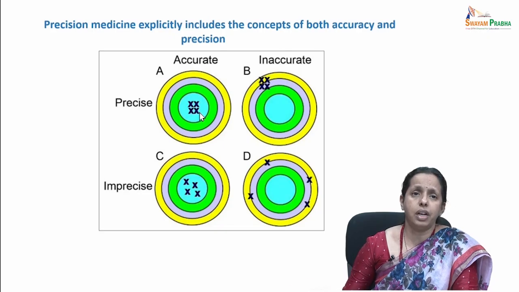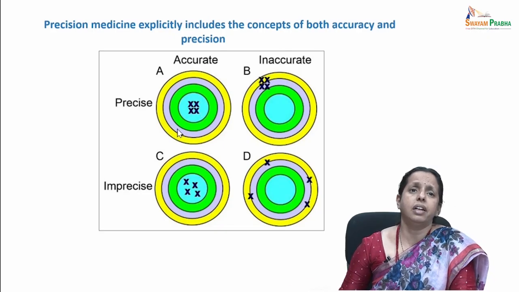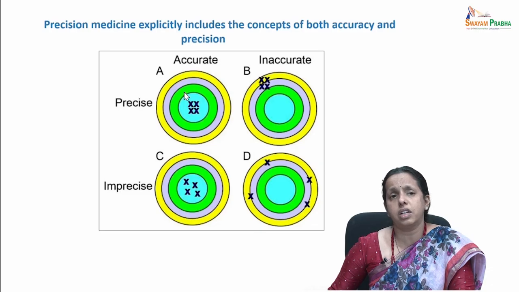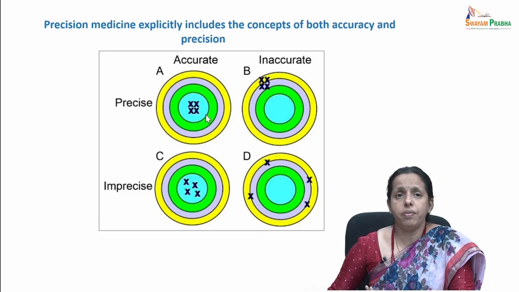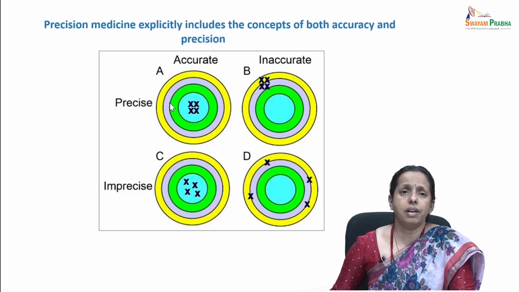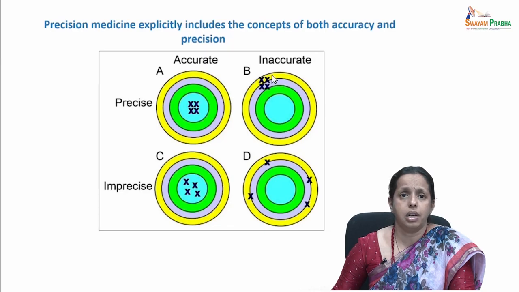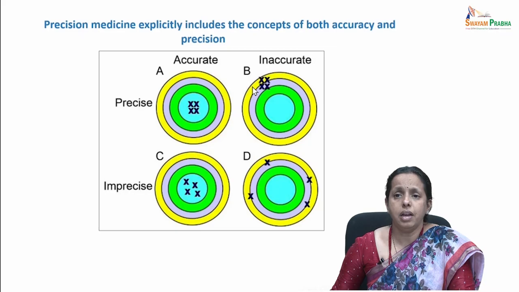You need to have a very good companion diagnostic, maybe your mutation signature to be used as your companion diagnostic marker. It should be very precise and accurate. This is like when we use target shooting. So it is accurate, and this is the ideal situation. But sometimes you have a marker which is very, very precise, with shots clustered together, but away from your center.